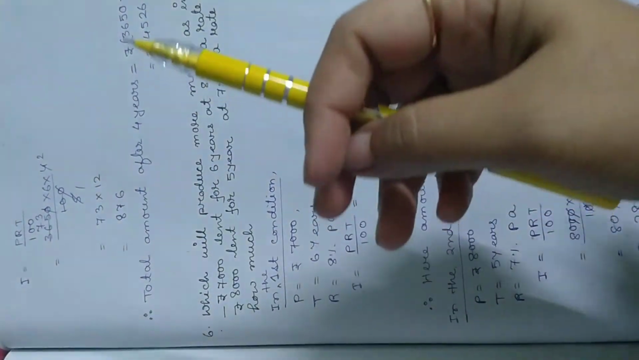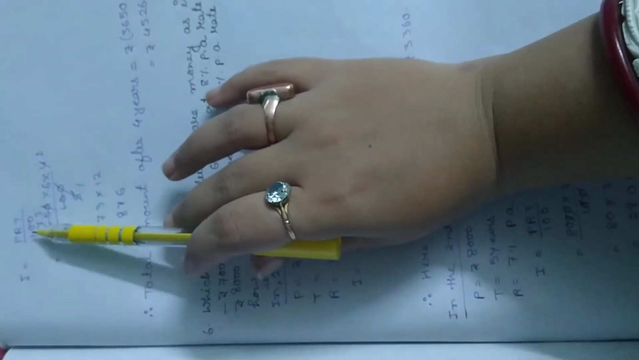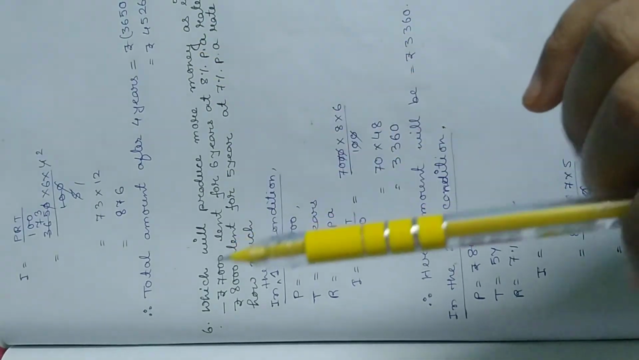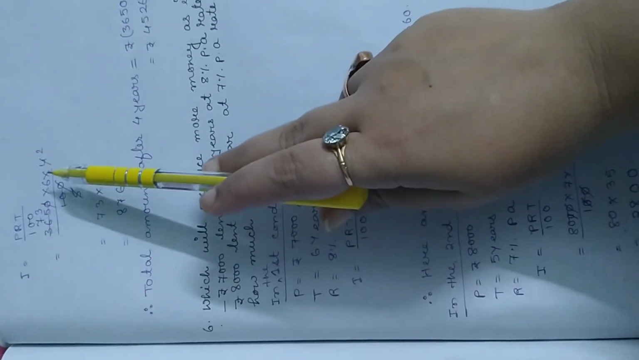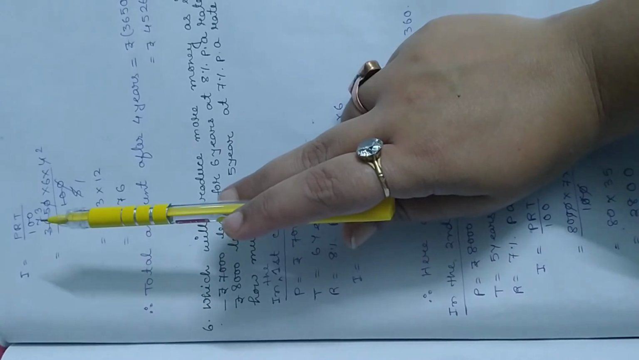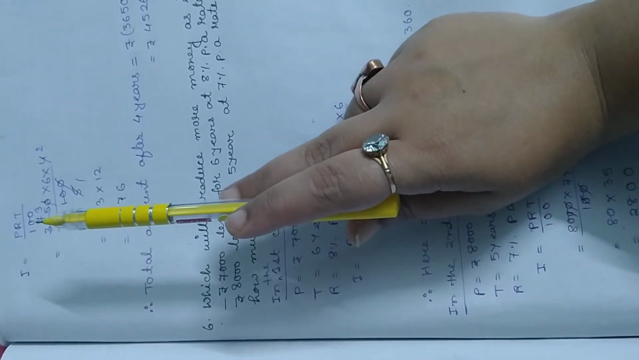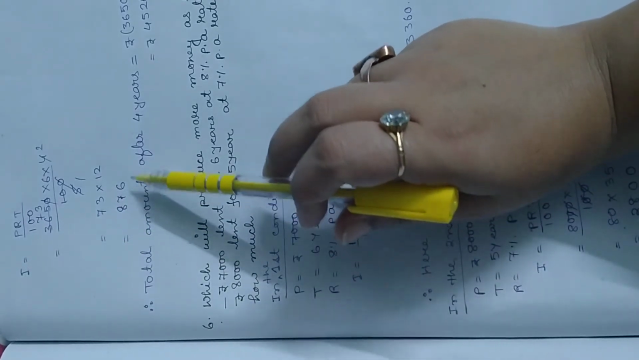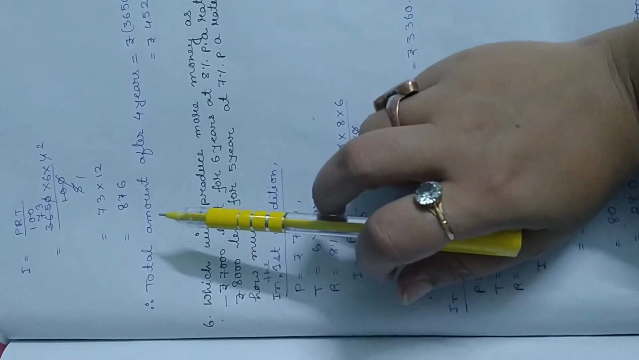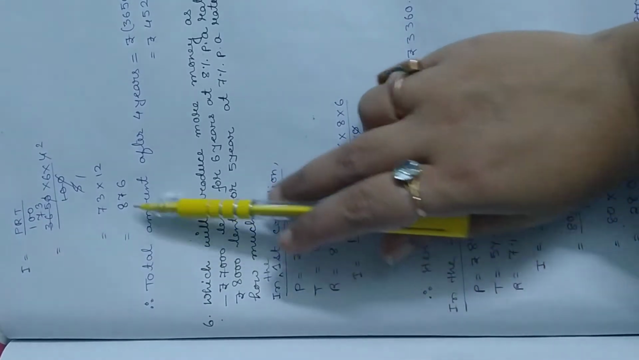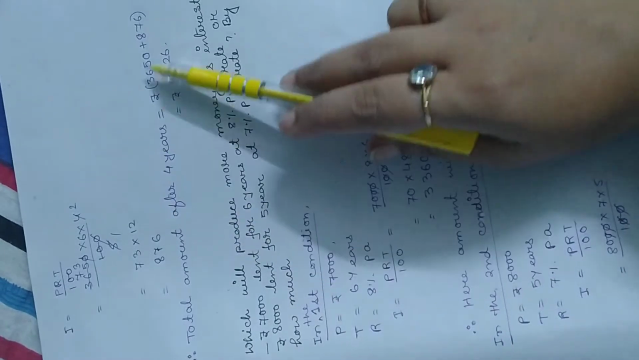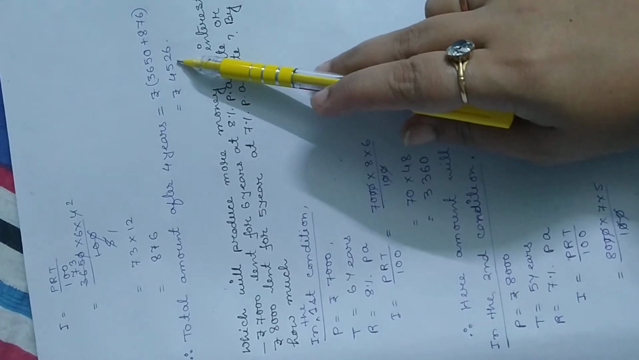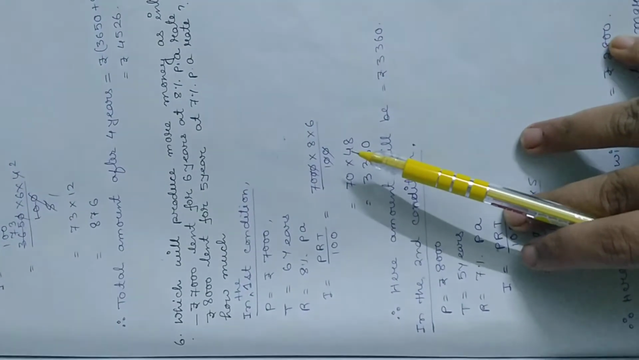Now see the formula we have written. I equals to PRT divided by 100. In place of P, R and T we put the values of these. And by calculating we get that interest equals 876. So what is the total amount? That is the principal amount and the interest amount. So it will be equal to 3650 plus the interest. So it will be a total of 4,526.